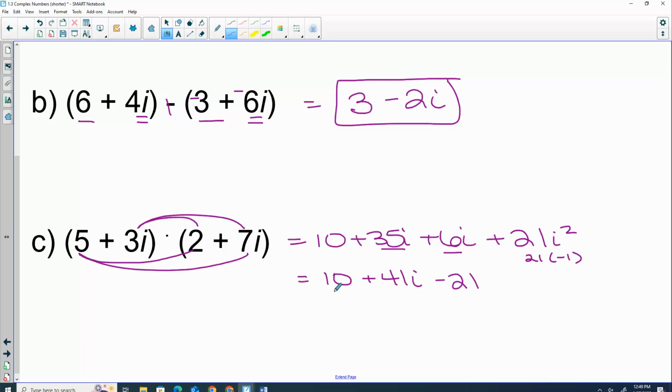Freshmen and sophomores are dismissed to the cafeteria at this time. You do not need to bring anything with you, no Chromebooks or notebooks or anything like that. Freshmen and sophomores are dismissed to the cafeteria at this time.